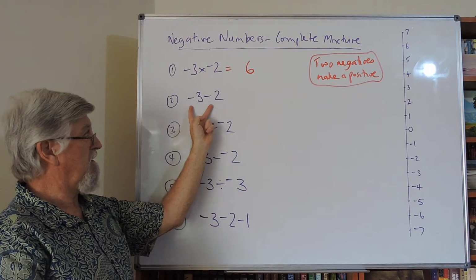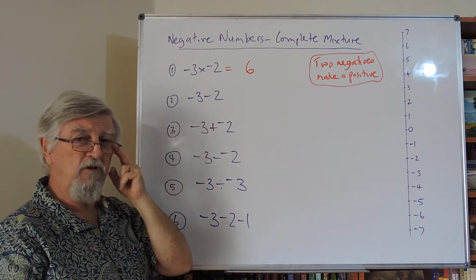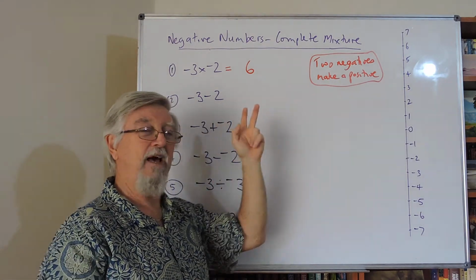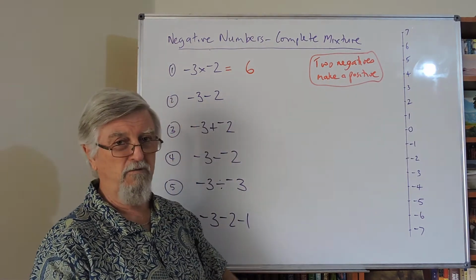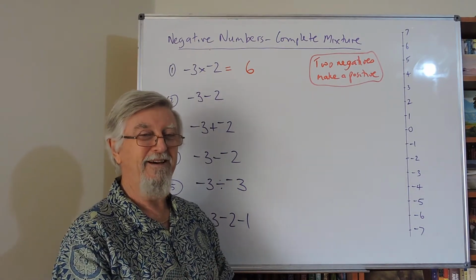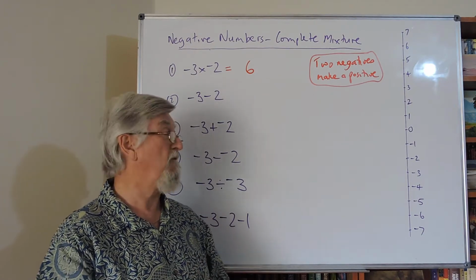This one though, these two negatives do not make a positive. If I came over to you and said, can I borrow $3 off you? And later in the day I say, can I borrow $2 off you? It wouldn't make sense to say you owed me $5 less. If I borrowed 3 off you and I borrowed 2 off you, I owe you $5.